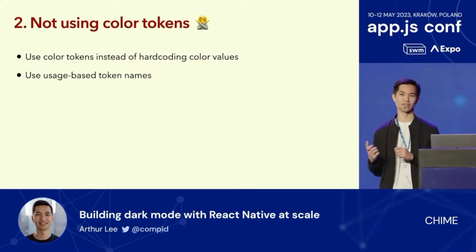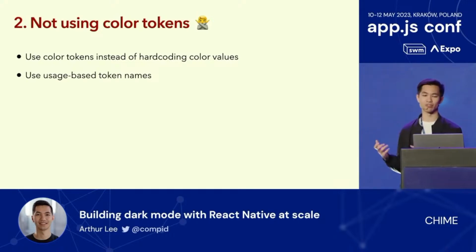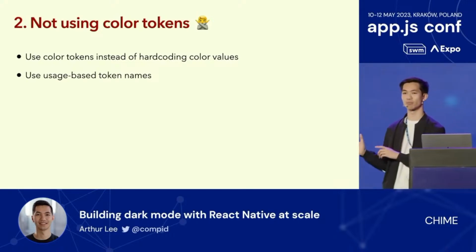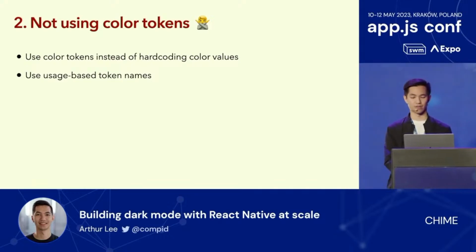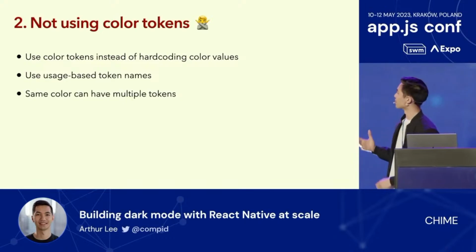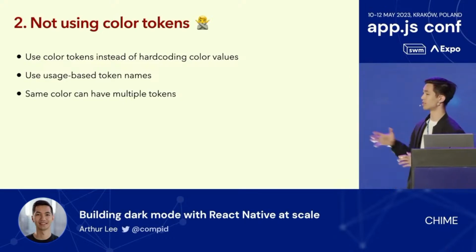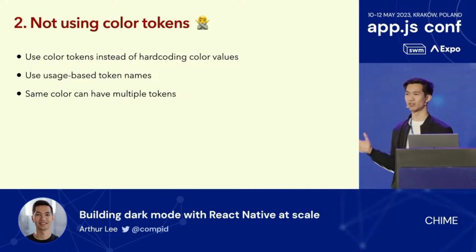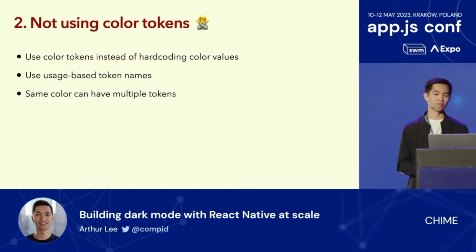So what does this mean? It means instead of using token names like dark green or light gray, name those colors based on usage, like border primary or content secondary. There's a few perks about doing this. So one of them is that the same color can have multiple tokens. Now you might be thinking, why would I even want that? There are 2 main reasons.